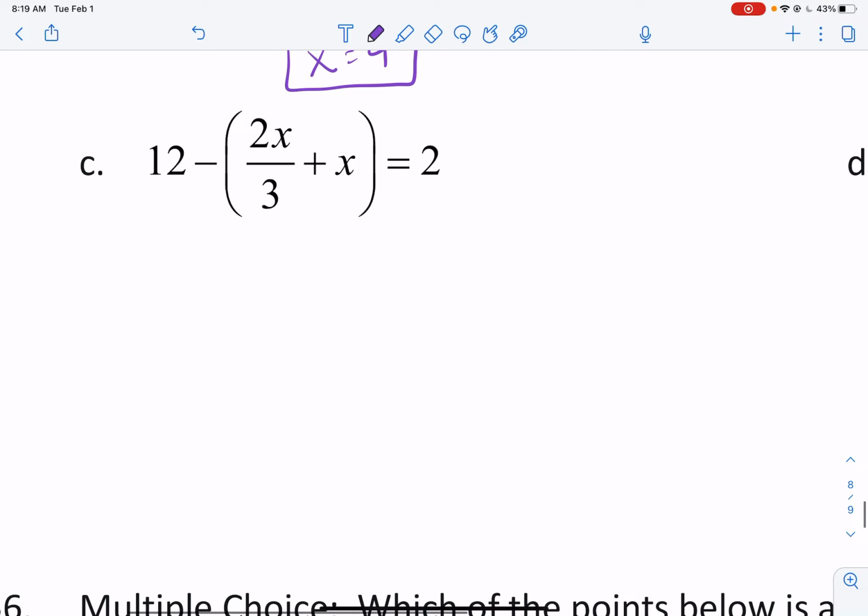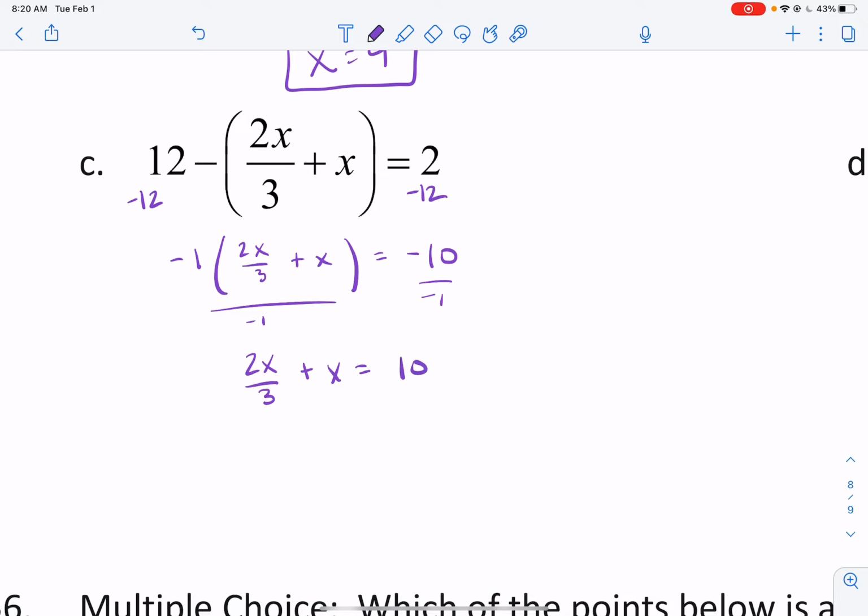All right, part C, we're going to subtract that 12 first. So we have negative 1 that's there. Be careful with that. And that'd be negative 10. Now we'll divide by that negative 1. Plus x equals 10.